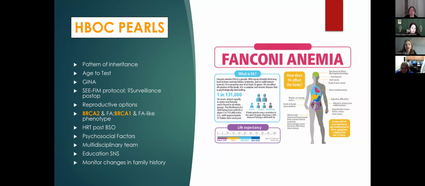They have options for cryo, and with cryo they can actually still achieve pregnancy with the uterus in place, even if the ovaries and fallopian tubes are gone. So that's something important. They sometimes will talk to them about adoption. They may talk to them about surrogacy as well, but we do have a team that helps with that.